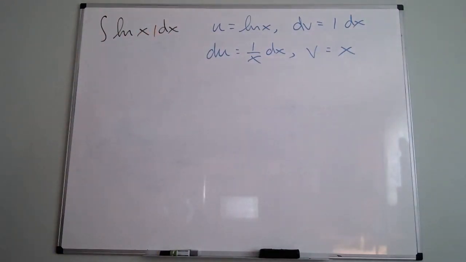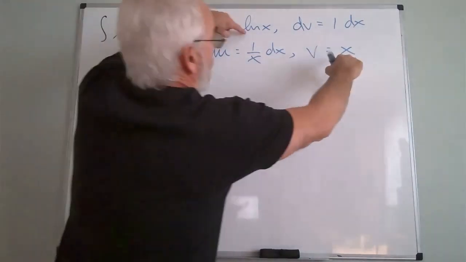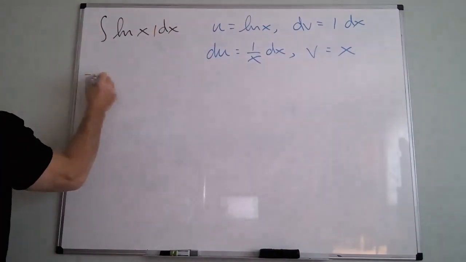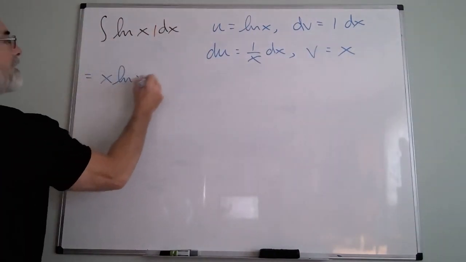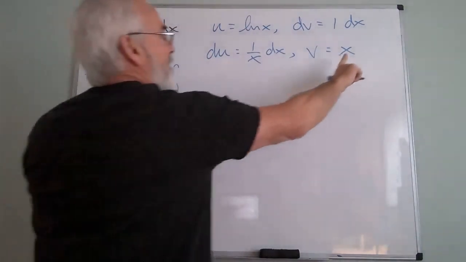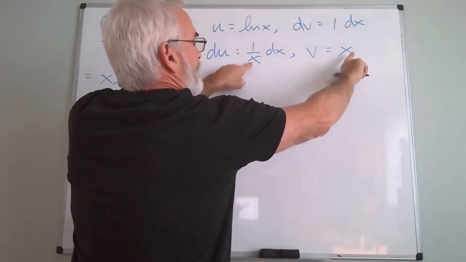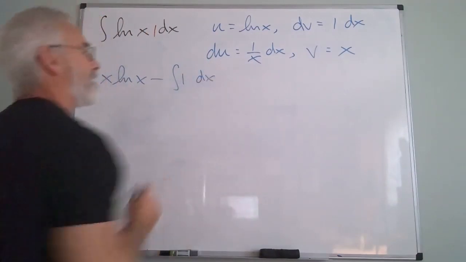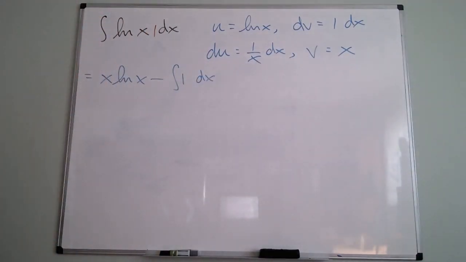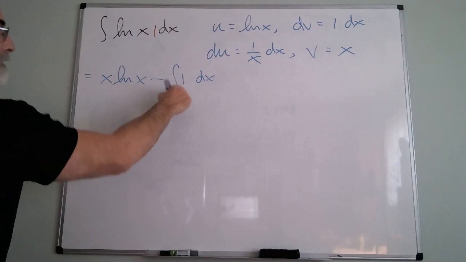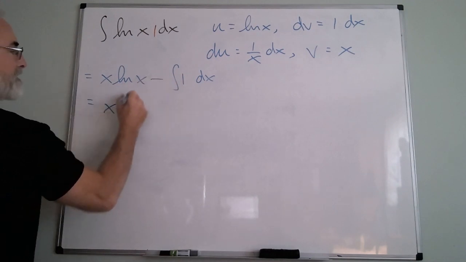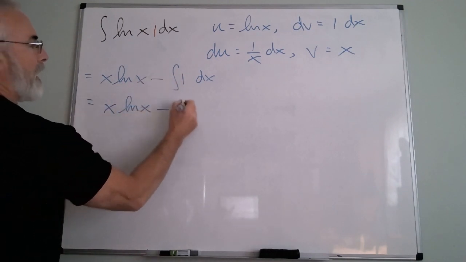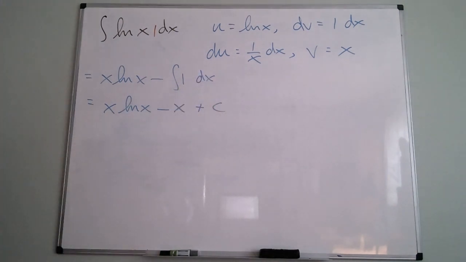Now let's see if this works. uv minus the integral of v du. And you notice 1 over x times x is just 1. And it shows up again. But I'm pretty sure we can all handle this integral. This is going to be x log x minus x plus c. And I think we have just successfully integrated the natural log function.